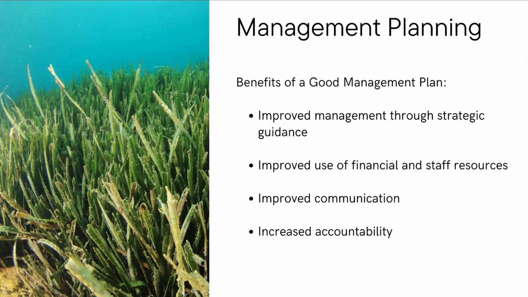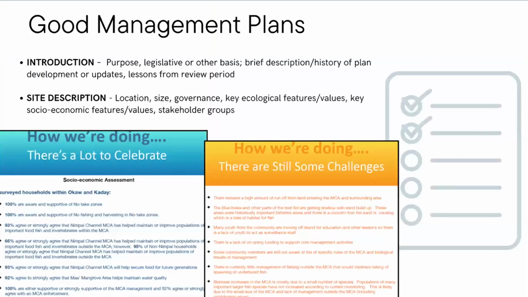Even though you have a developed plan already, the adaptive management process really allows you this time to look at that existing plan and make any adjustments so that you can improve any gaps. So the first couple of components of a good management plan are an introduction, which is really going to give you the overview. Why was this established? What is the legislative basis or authority for the plan's development? A brief history of how the plan was developed, and lessons learned from review periods, like what you're doing now.